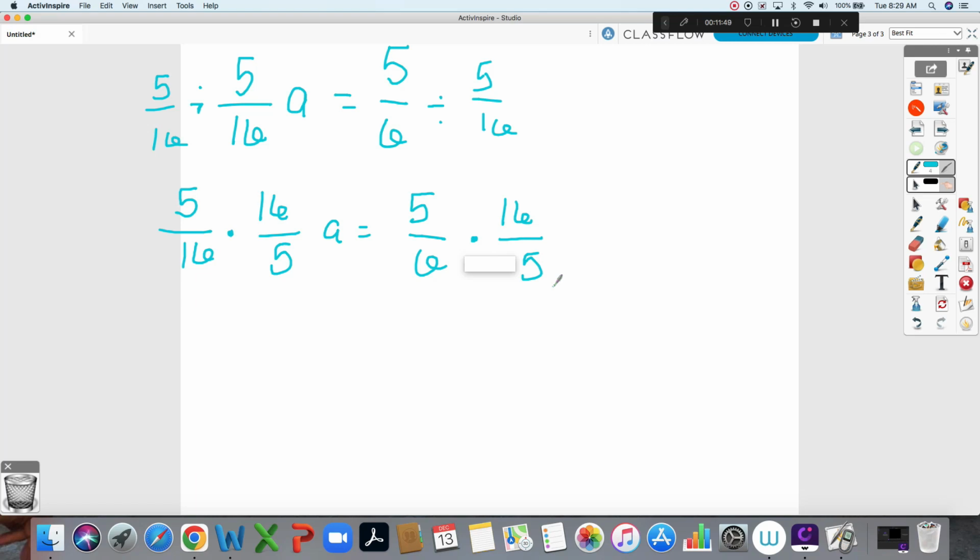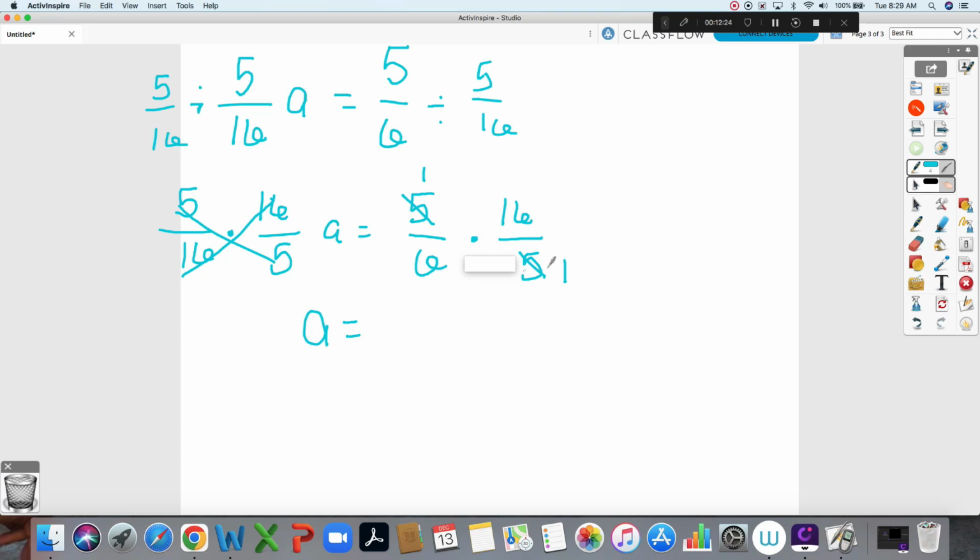Okay, so what's my next step? I could multiply. You know me, though, I'm lazy. I don't want to multiply these big numbers. Let's cross cancel a little bit. On this side, these are just going to cancel each other completely out and just leave me with an A. On this side, what can I do? Let's cross out the 5s. Each of them becomes a 1 because 5 goes into 5 one time.